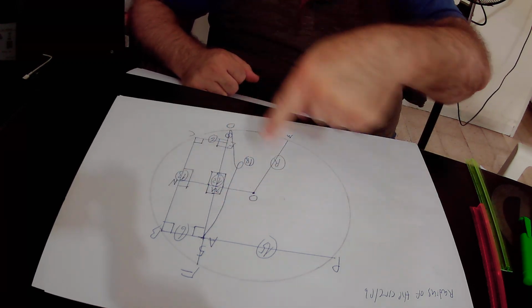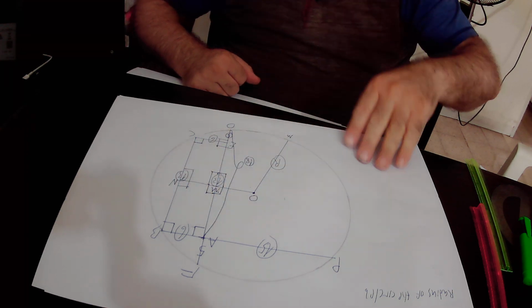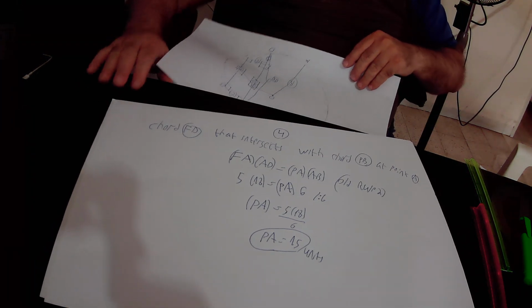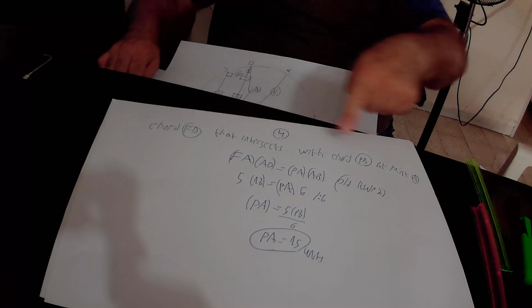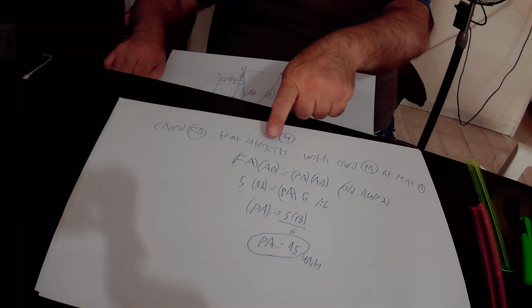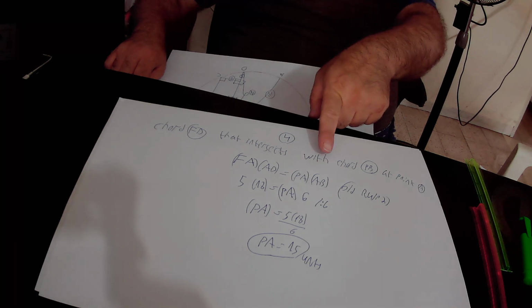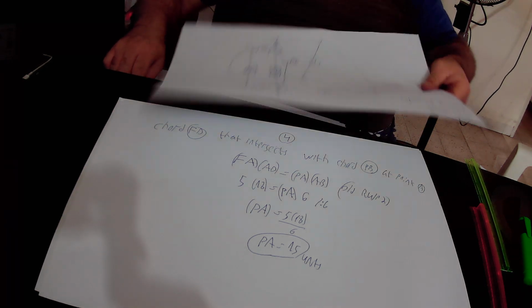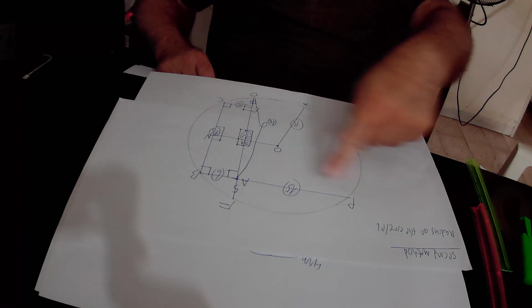This is because chord FD intersects with chord PB at point A. Therefore, according to old rule number 2, FA times AD equals PA times AB. Repeat again: FA times AD equals PA times AB.